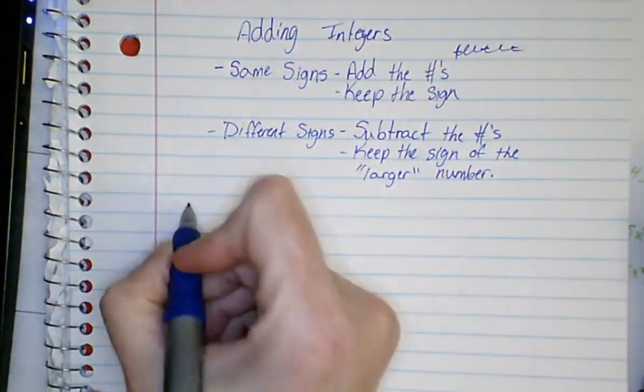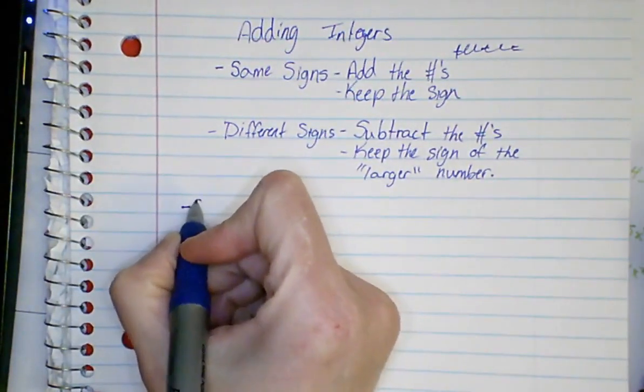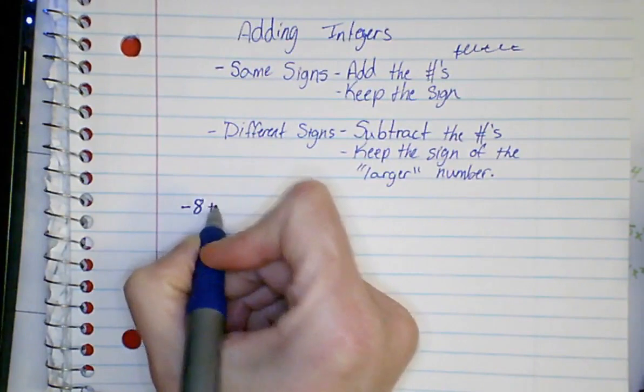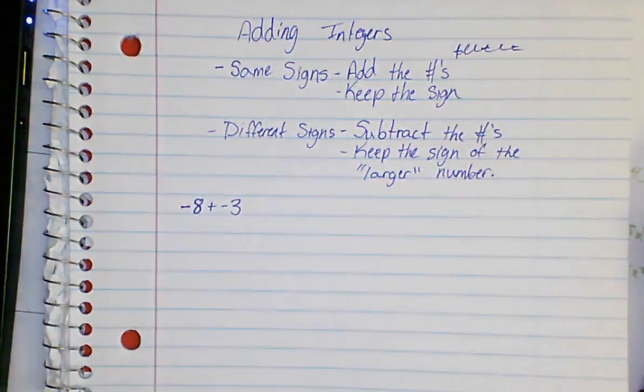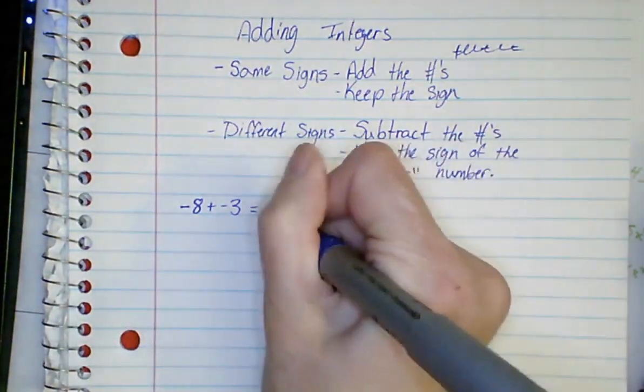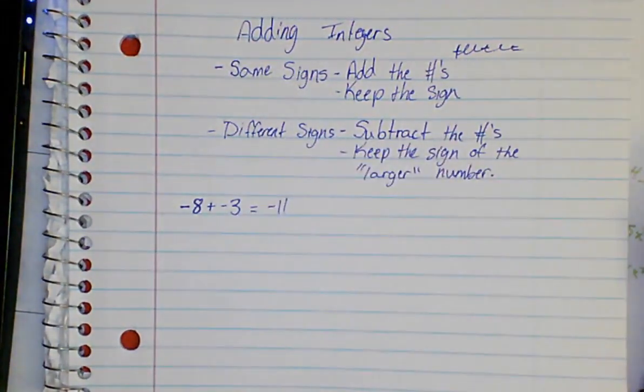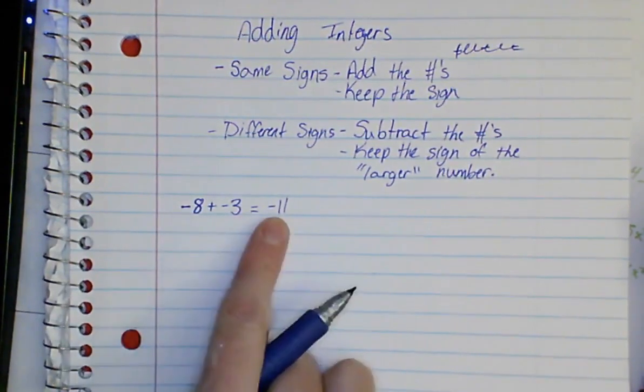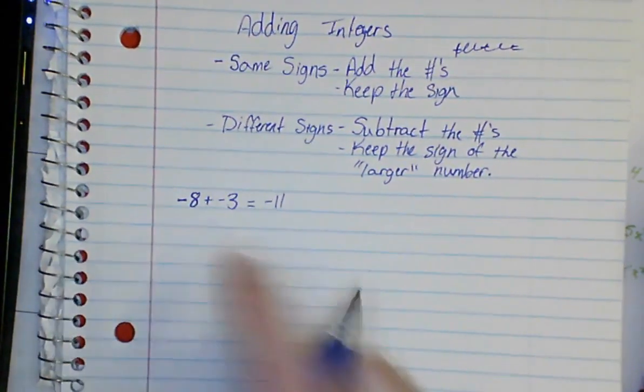So, for instance, if you have negative $8 and you spend another $3, they have the same sign, so that means you're going to be in the hole $11. So if you want to think about this with money and owing people or paying a debt, that will help you a lot. So we have the same sign, we add the two numbers and keep the sign.